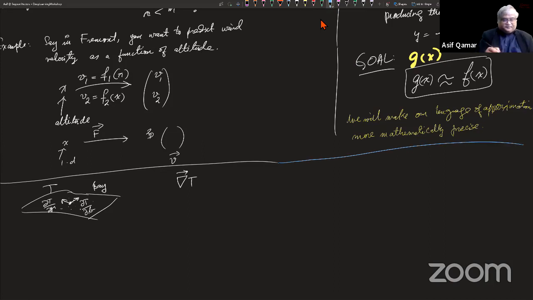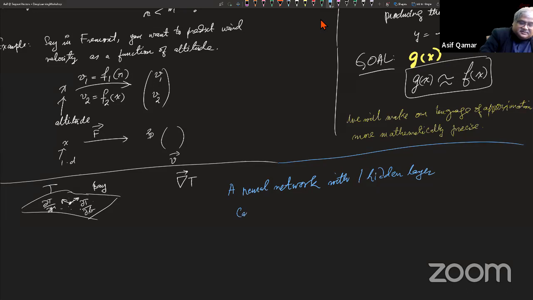What it said is a neural network with one hidden layer can approximate any, and therefore, in mathematical language, every function.